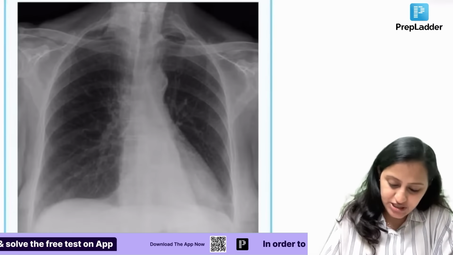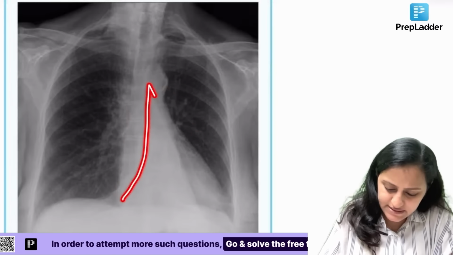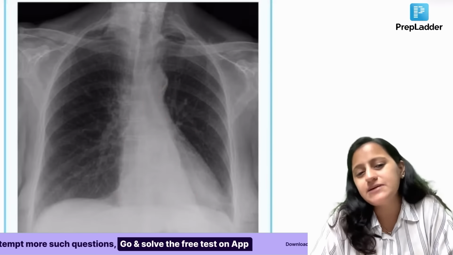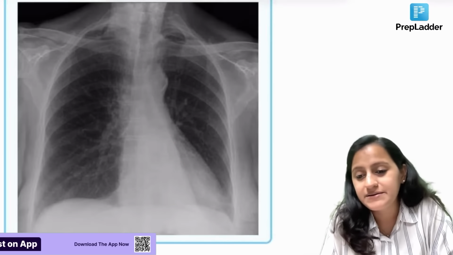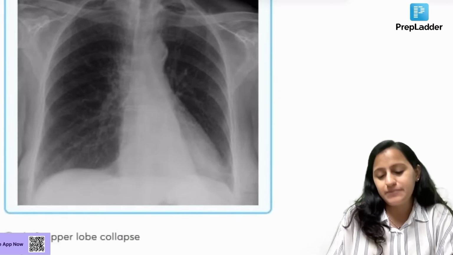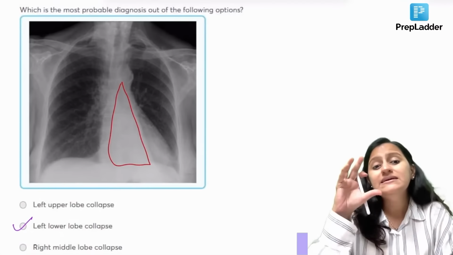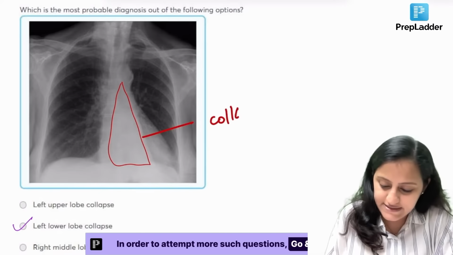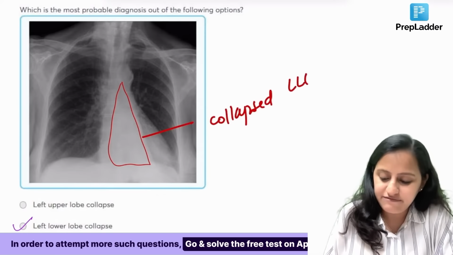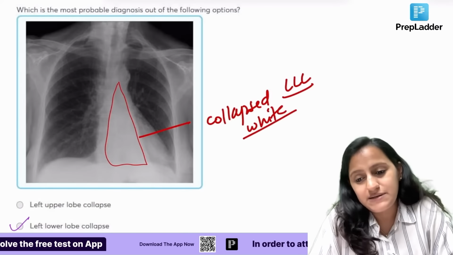Can you appreciate that this is the heart that you are seeing, and overlapping this heart, you are seeing some dense opacity overlapping the heart. This is not batwing. Can you appreciate some dense opacity overlapping the heart? That is the collapsed left lower lobe. Collapsed lobe appears white. So that is the white that you are seeing there.